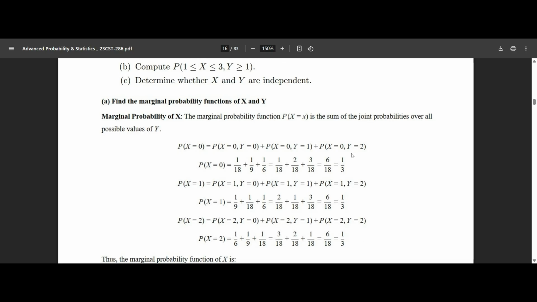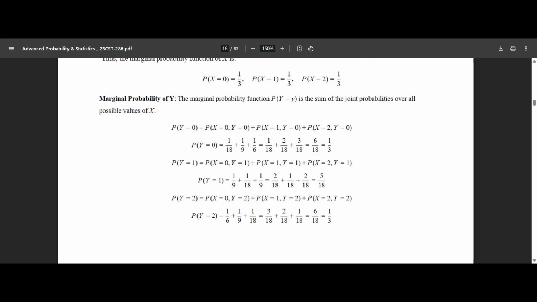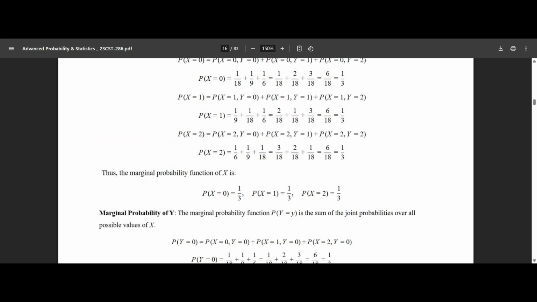And this is factually correct because if you add up the three probabilities, you will get 1 as the answer. Thus, the marginal probability function of x is P of x equal to 0 equal to 1 by 3, P of x equal to 1 equal to 1 by 3, as well as P of x equal to 2 is also equal to 1 by 3. What is the marginal probability of y? Similar to x, now we calculate the marginal probabilities of y equal to 0.